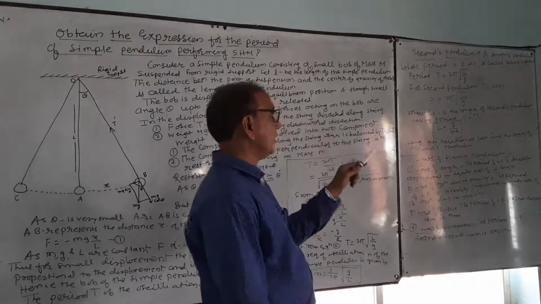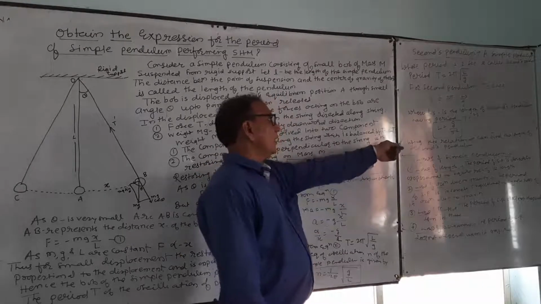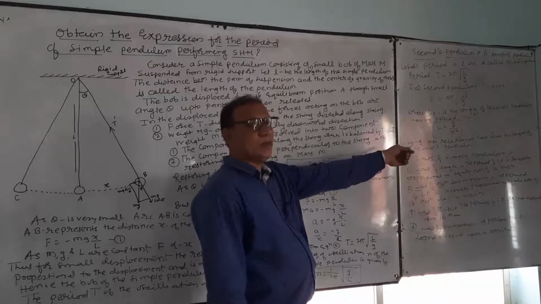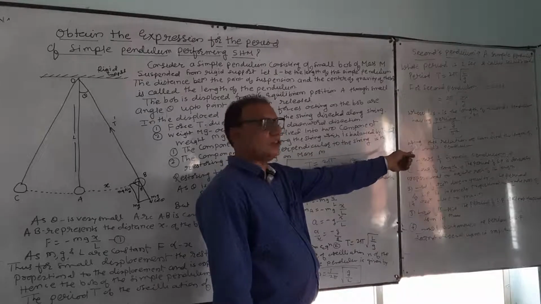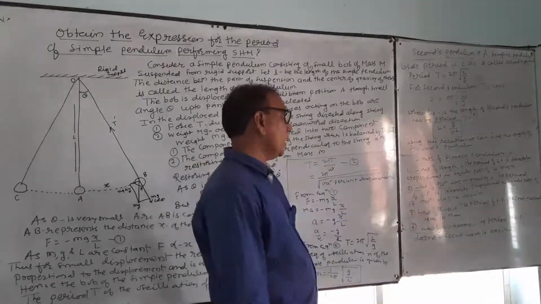Substitute the value for the seconds pendulum, and finally we have to calculate the equation for the seconds pendulum. L is equal to g upon pi square. Using this relation, we can find the length of the seconds pendulum.